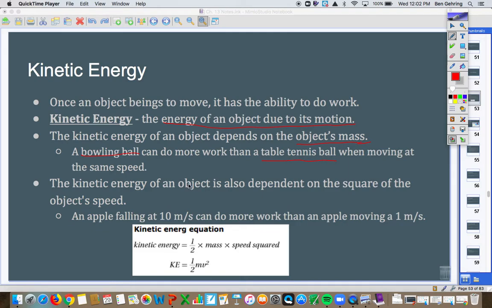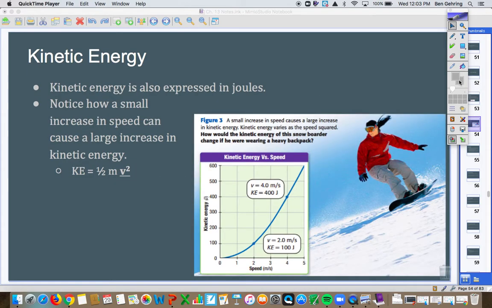On the other side of this, kinetic energy is dependent on the square of the object's speed. So an apple falling at 10 meters per second can do more work than an apple falling at 1 meter per second. And this is important because this is actually going to be a large difference here. And so the equation that you need to be aware of is kinetic energy is equal to 1/2 times mass times velocity squared. So 1/2 mv squared is going to be our equation that we are going to use in this section.